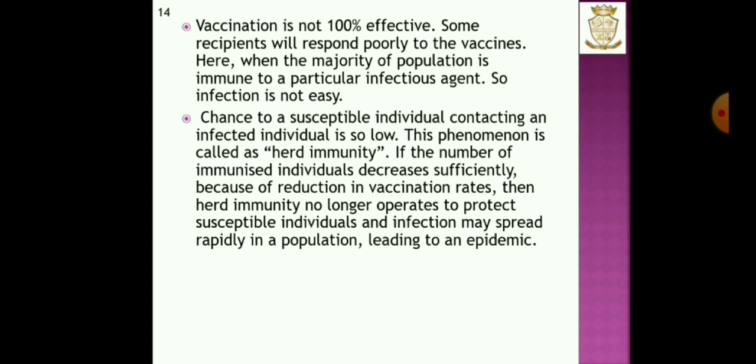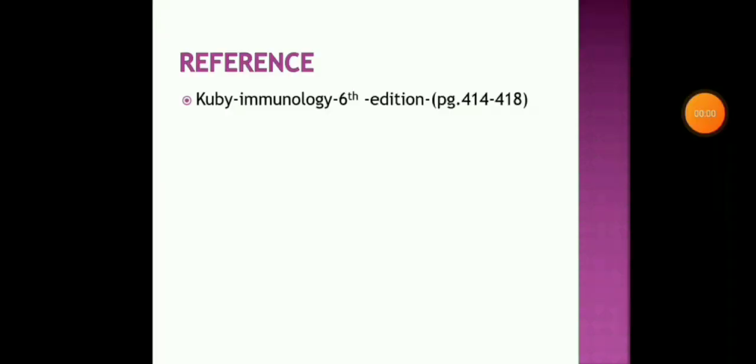When the majority of the population is immune to a particular infectious agent, infection is not easy. The chance of a susceptible individual contacting an infected individual is so low. This phenomenon is called herd immunity. If the number of immunized individuals decreases sufficiently because of reduction in vaccination rates, then herd immunity no longer operates to protect susceptible individuals and infection may spread rapidly in the population, leading to an epidemic.